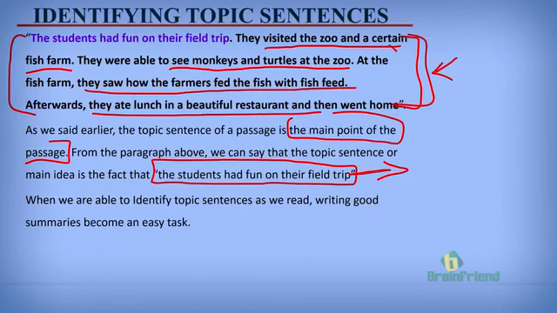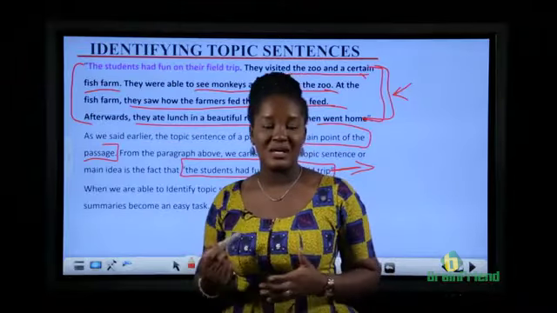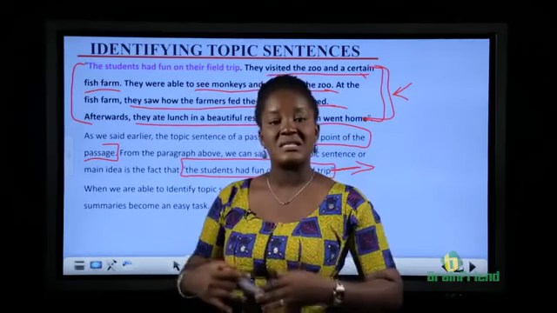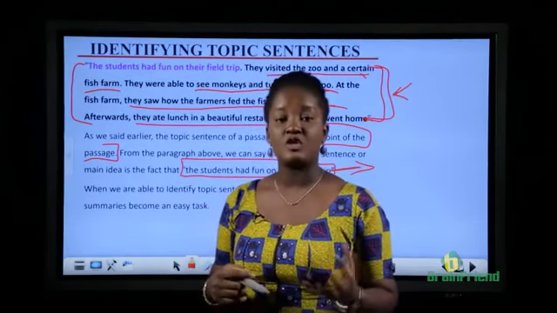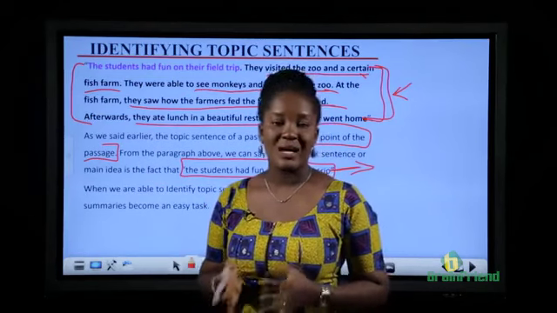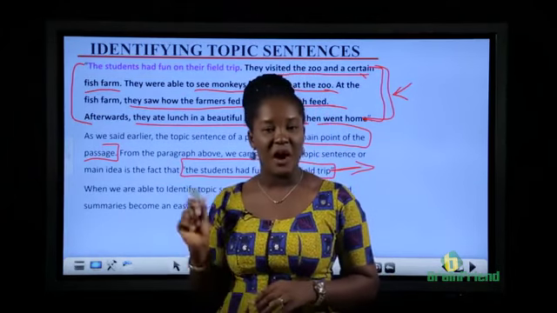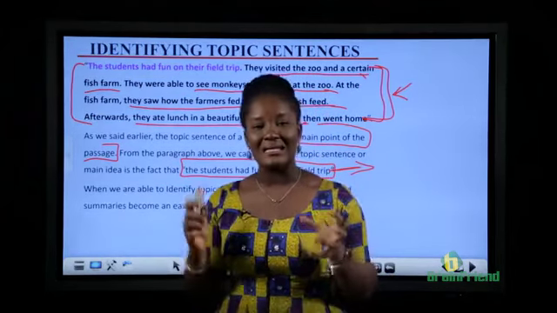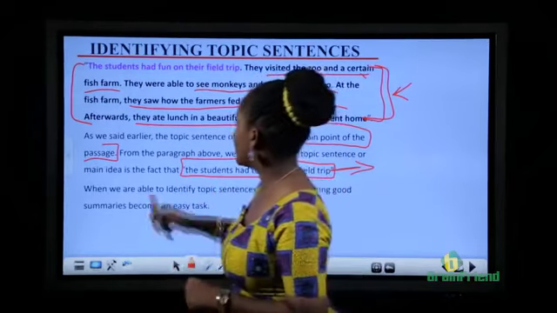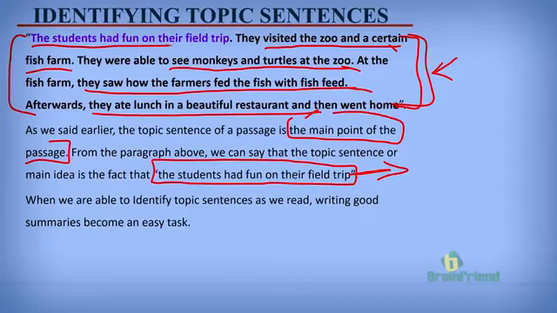Everything I've underlined here tells us or shows how the students had fun. It tells us about places they visited, the things they saw, and so on. So we can say that the focus of this paragraph on the board, or the main idea, is the fact that the students had fun on their field trip. So this is how to identify topic sentences as we read paragraphs, texts, or passages.